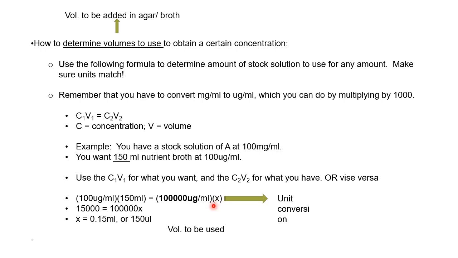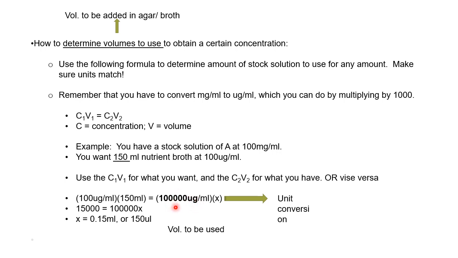The X here is what you will use to have your final concentration in your agar or broth. Okay, so don't get confused. The X here is the volume you get after doing the calculation, and that is the volume you will use to get your certain concentration. The stock solution's volume is not required here. The stock solution can be of 20 ml, 50 ml, anything. So you add your values.